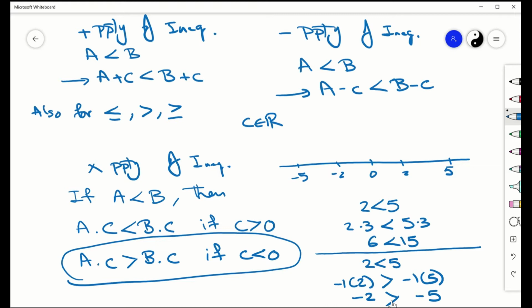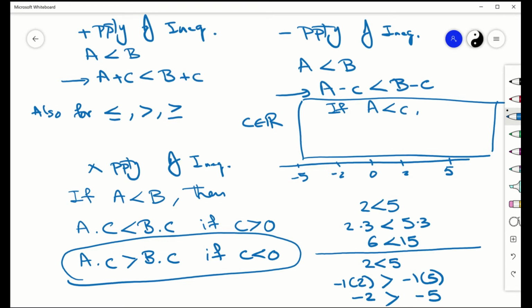So of course you could set this up for division as well. And you can say if A is less than B, then A divided by C is less than B divided by C, as long as C is positive, and A divided by C is going to be greater than B divided by C if the constant you're dividing by is negative.